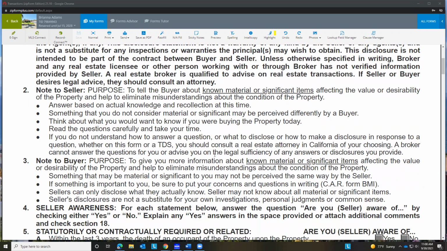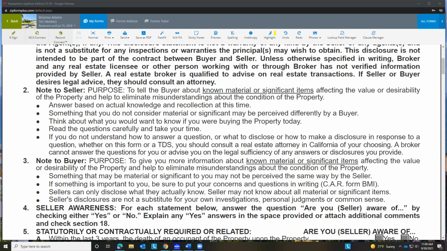Note to buyer, purpose, to give you more information. And once again, we have the words known material or significant items affecting the value or desirability of the property and to help eliminate misunderstandings. Buyers should consider that something that may be material significant to you may not be perceived the same way by the seller. If something is important to you, be sure to put your concerns and questions in writing on the BMI form. I can honestly say in my entire 16 years doing this job, I've never had somebody submit a BMI. Usually if a buyer has questions, they're forwarded in an email and then the seller can answer that email. Of course, the emails go through the agents.